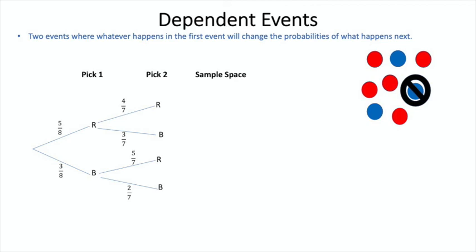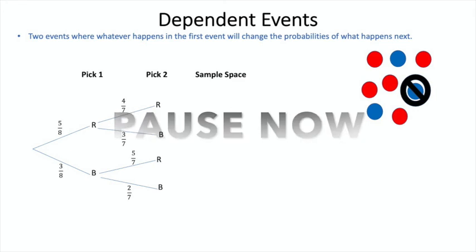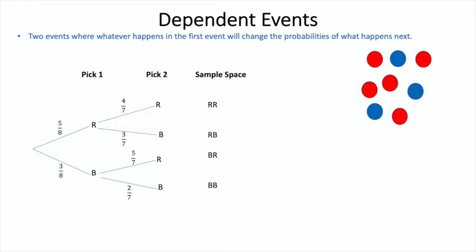See, I've put a heading now where I want you to fill in the sample space as well. That's the different letter combinations of everything that you could end up with. Pause it and fill in the sample space now. Should look like this.